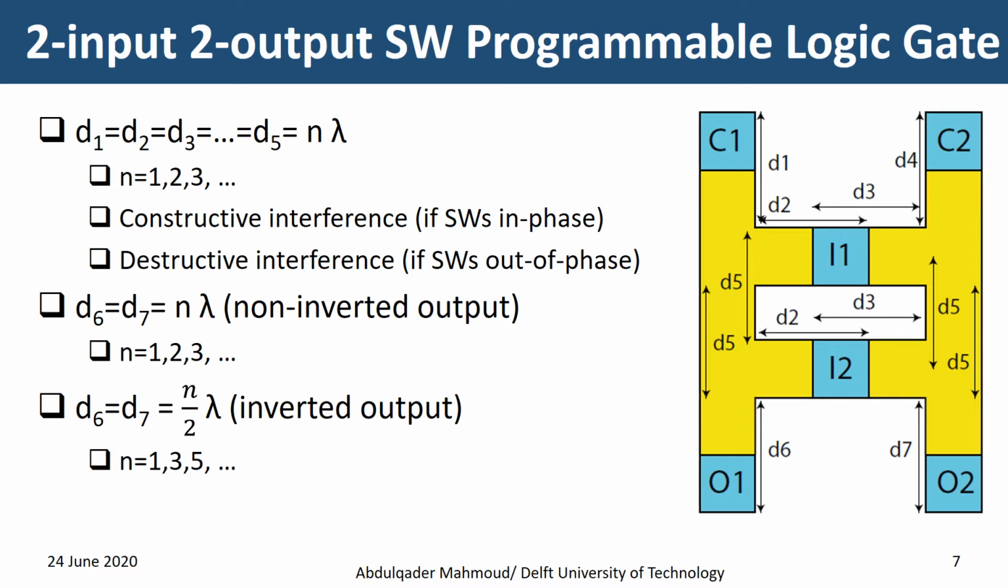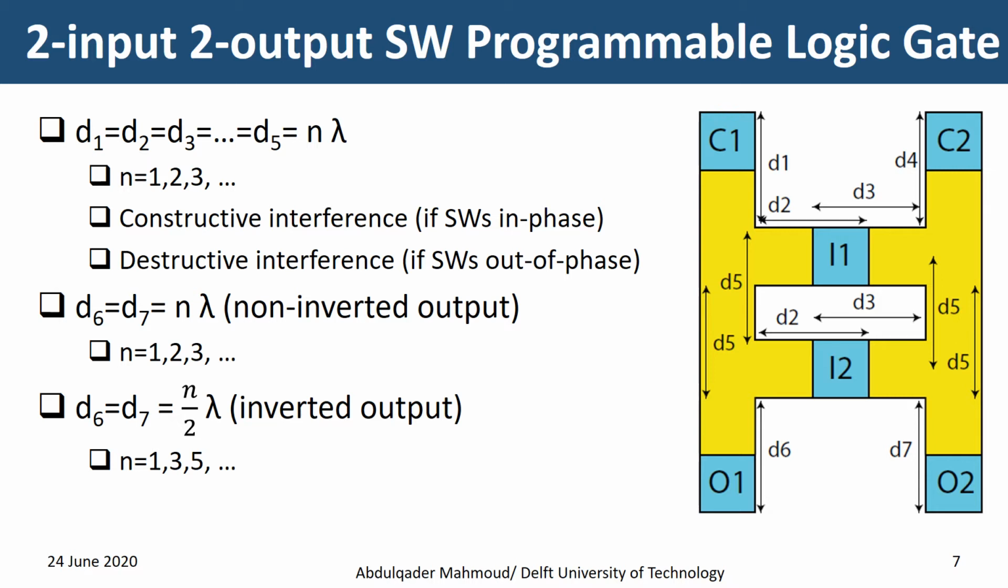Now moving to the proposed programmable logic gate, which has a ladder shape structure. It has two data inputs, two control inputs, and two outputs. Now in order to obtain the proper functionality at the outputs, the programmable logic gate structure must be designed carefully such that the dimensions reflect the functionality of the gate.